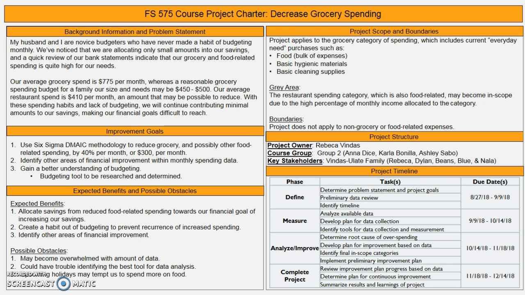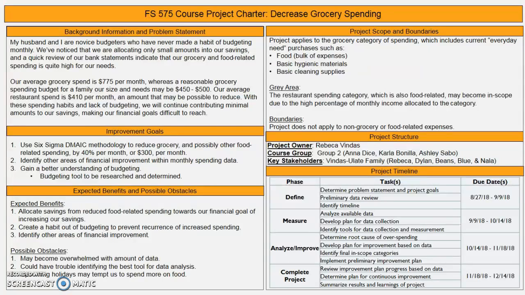We might have some obstacles here. I might get overwhelmed with the amount of data just in doing the preliminary data. There's a lot of it there. It hasn't been looked at for a very long time, so that could be something that's overwhelming. Could have trouble finding the best tool for our data analysis, so I will be looking at different programs and applications, and even Excel and how it can help me. Upcoming holidays might tempt us to spend more on food. Thanksgiving and Christmas are big food eating holidays, so we might be tempted to spend more.